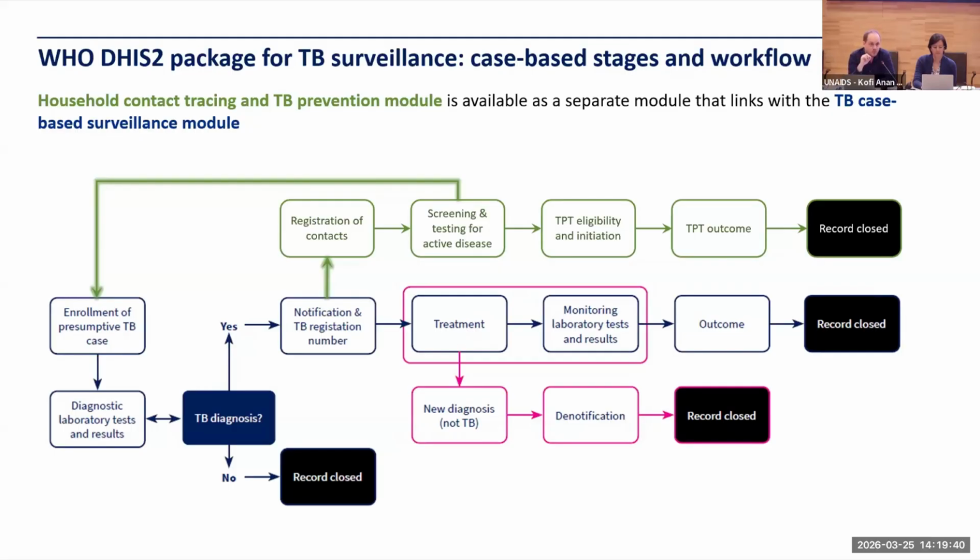And I just want to point out very quickly the glowing green arrows, because this is showing how the 2 systems link. So once you notify a person with bacteriology confirmed pulmonary TB, we can then register those contacts automatically in the household contact tracing module. And then in the screening and testing for active disease, depending on what the outcomes are there, then this person would then be fed into the surveillance module at the enrollment of presumptive TB case stage. Next slide, please.